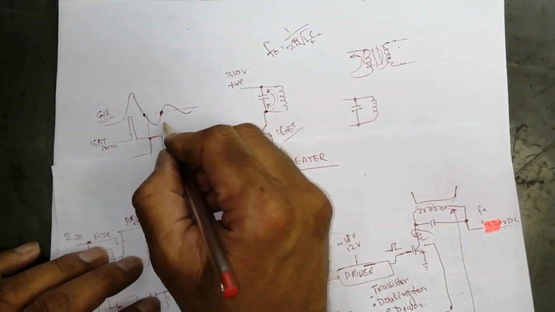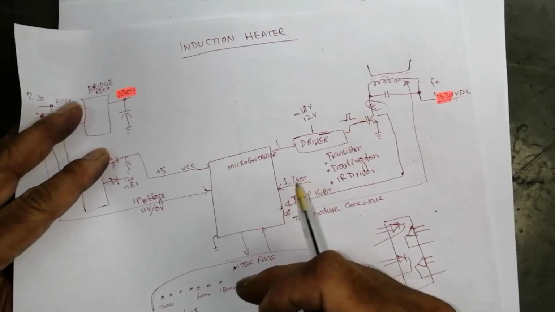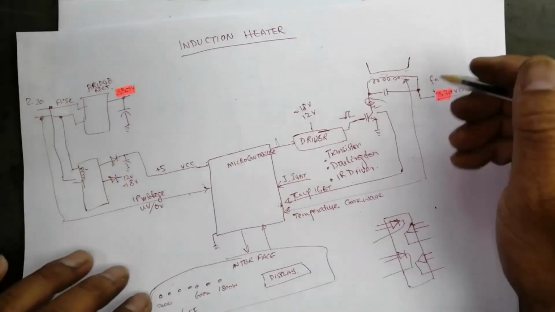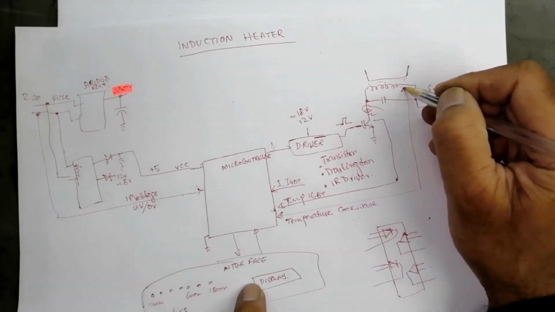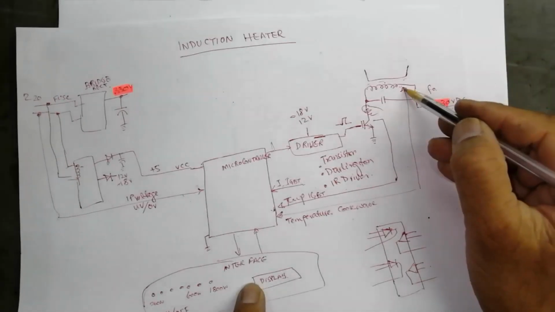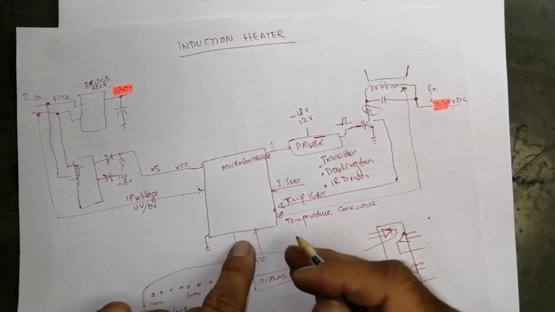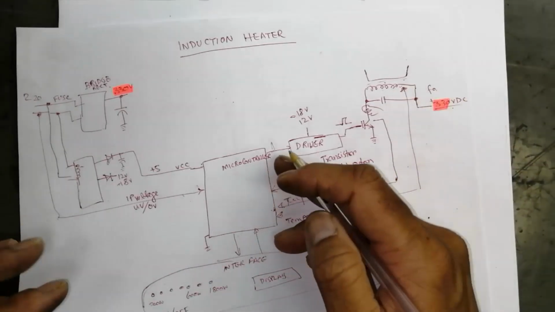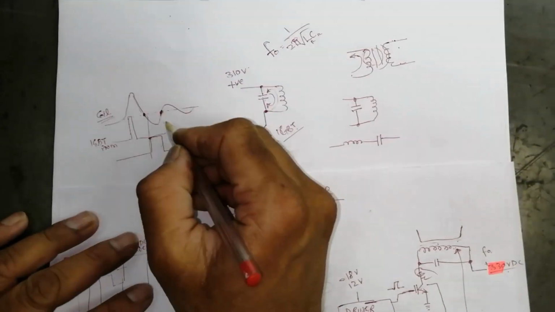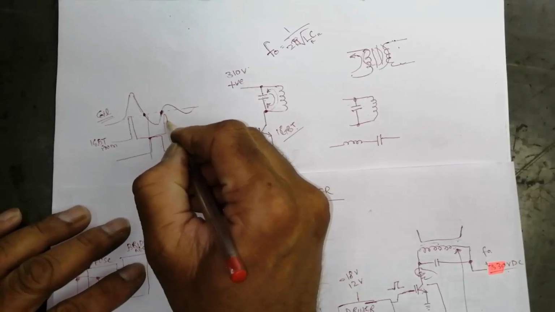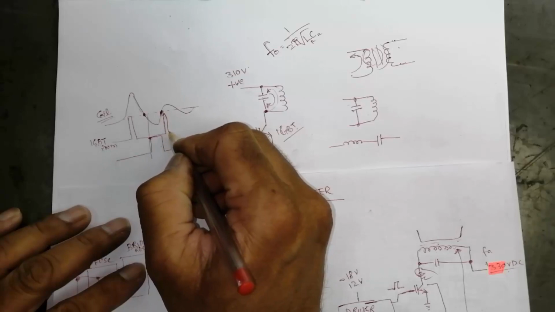Then it will also compare the required temperature. Suppose here is 10 degrees temperature. We need 200 degree temperature. When here is 10 degree, we need 200 degree. So it needs to increase the temperature. When it requires to increase the temperature, it will give pulses here. It will apply a pulse here.